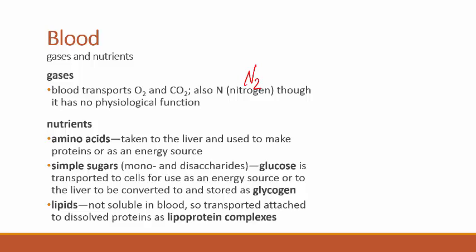So gases are transported in blood plasma as well as inside red blood cells. We've talked about that already. But they can dissolve in the plasma, and so it's an important transport mechanism as well as red blood cells.